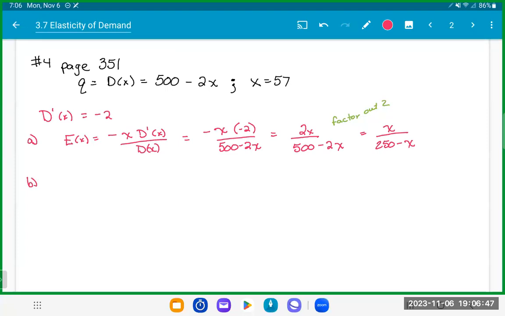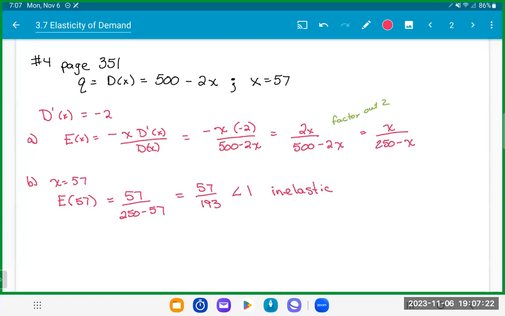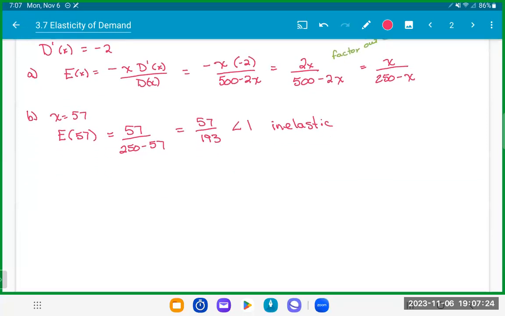Part B then wants me to substitute in that given price point. So we were given x equals 57. So let's substitute that into our elasticity equation. So E of 57 is equal to 57 divided by 250 minus 57. That reduces to 57 over 193. That is less than 1, so it is inelastic. Okay? Questions?